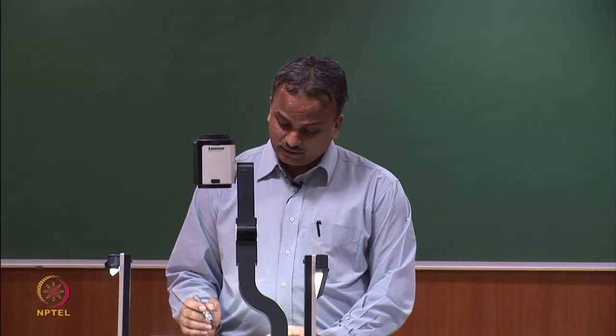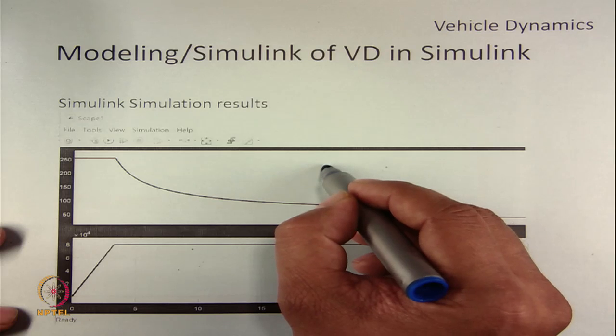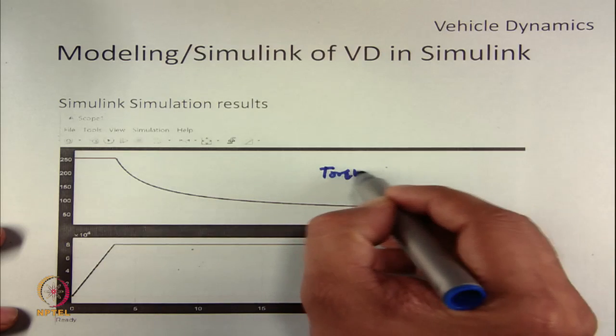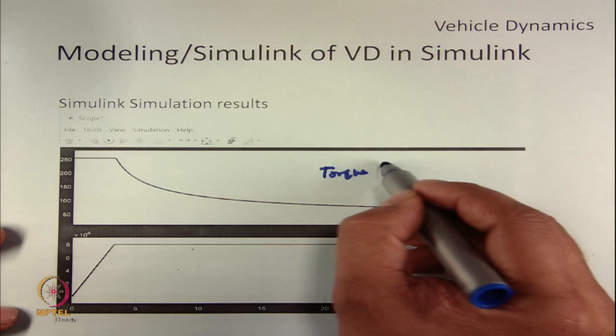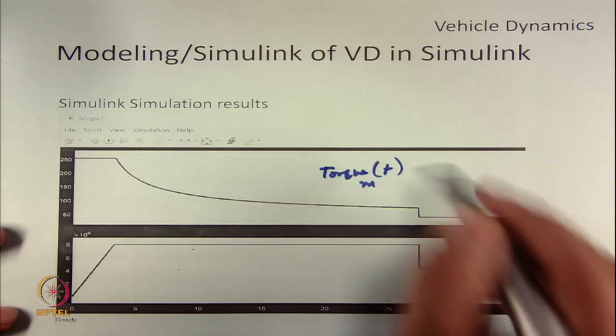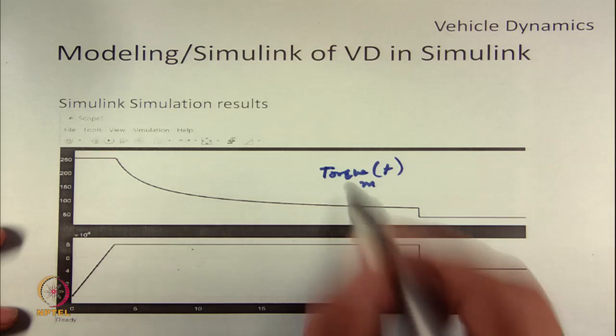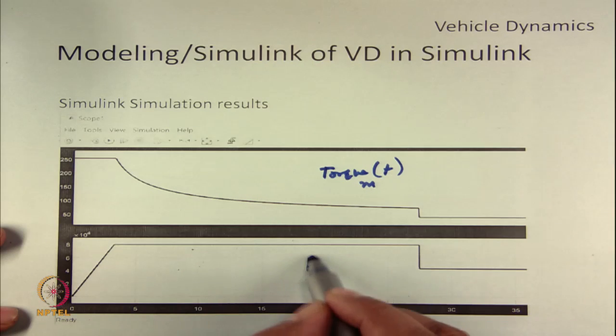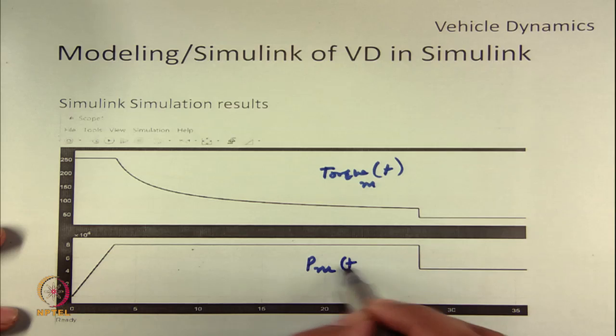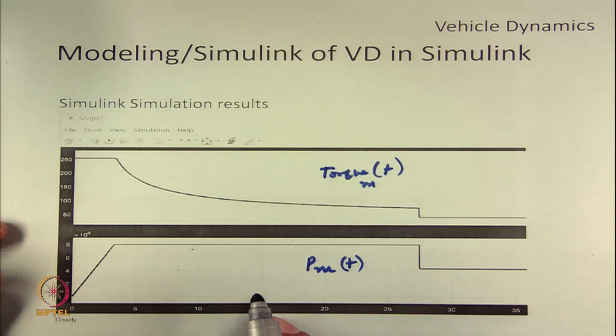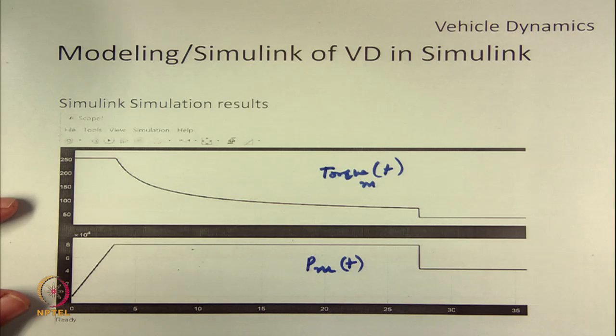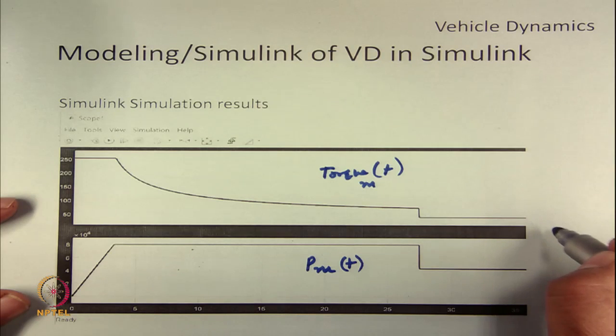So, this is basically torque with respect to time. So, this is Tm, torque of the motor, and this is Pm of the motor at different instants of time and with respect to speed. So, this is basically time.